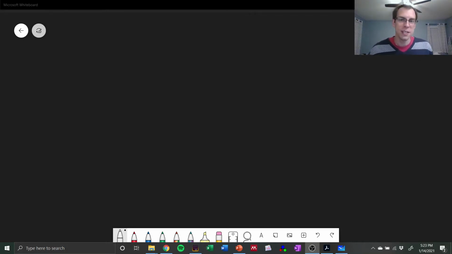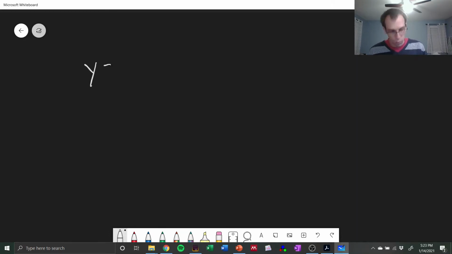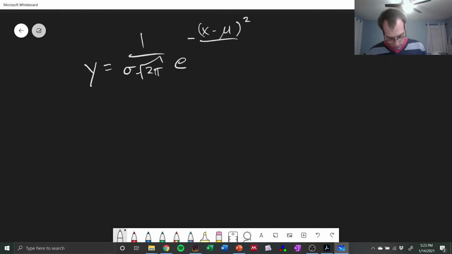Mathematically, we can represent a Gaussian distribution with a Gaussian function, which is why it's known as a Gaussian distribution. So we can write this as y equals 1 over sigma times the square root of 2 pi times e to the minus (x minus mu, or x bar if we don't have infinite data) squared divided by 2 sigma squared. So this is the mathematical description. We won't use this equation very much, but just to know that this is where this comes from.